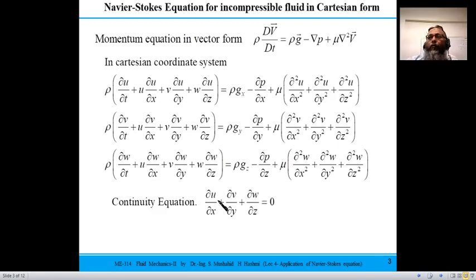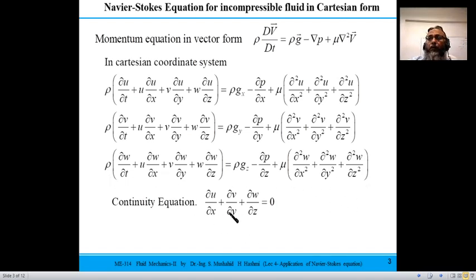And then we have, obviously, while deriving this, we already used the continuity equation to simplify our momentum equations. We have already learned in the previous lectures, in the derivation, that we have already employed this continuity equation in the momentum equation, so that we are able to simplify it in this manner.